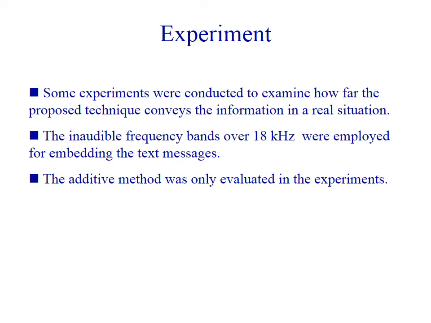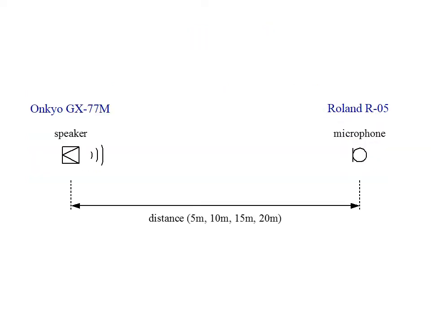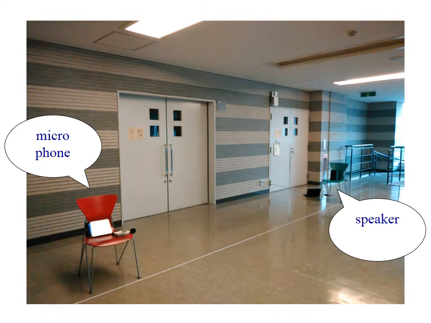Some experiments were conducted to examine how far the proposed technique conveys the information in a real situation. The inaudible frequency bands over 18 kHz were employed for embedding the text messages. The additive method was only evaluated in the experiments. The distance between the speaker and microphone was chosen at 5 meters, 10 meters, 15 meters, and 20 meters. A high-power loudspeaker covering the inaudible frequency bands was employed. This picture shows the setup of the experiments.